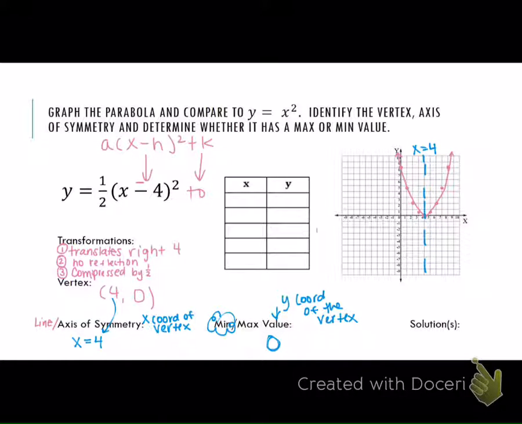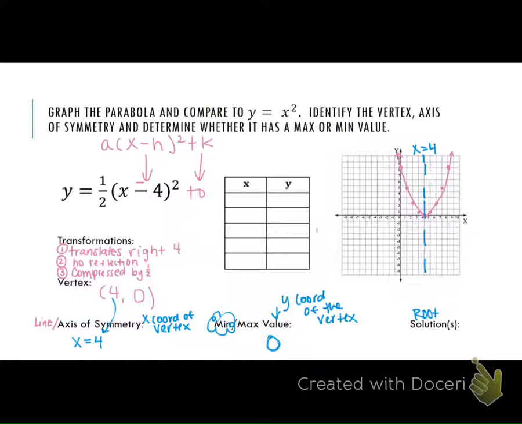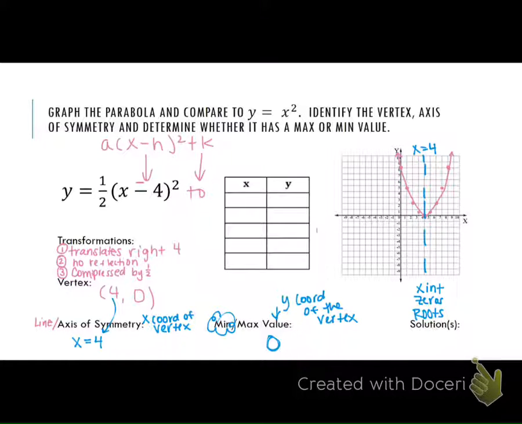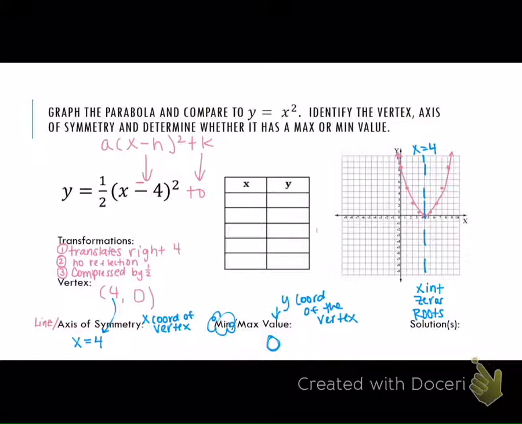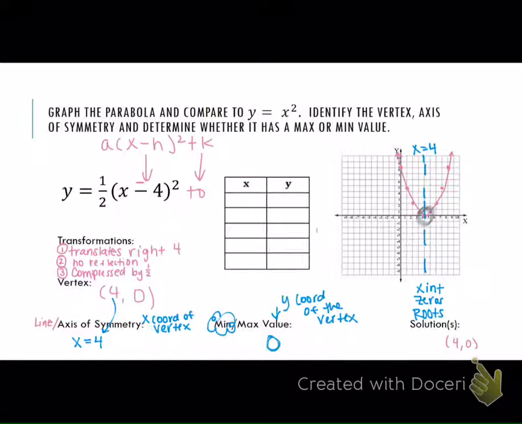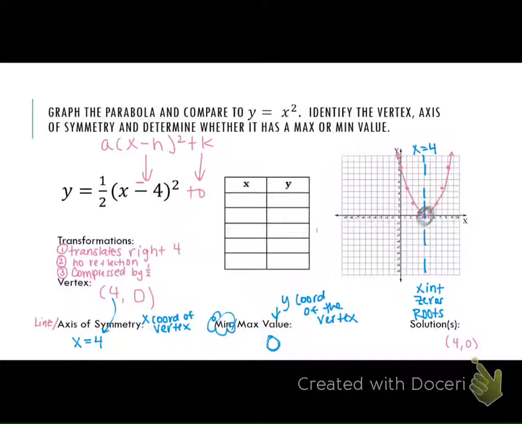And then finally, solutions are the same things as roots, zeros, or x-intercepts. It's just 4, 0. You'll have one solution, and it's at 4, 0. Okay, we still have 2 more slides, and then we're going to summarize, so make sure you're paying attention.